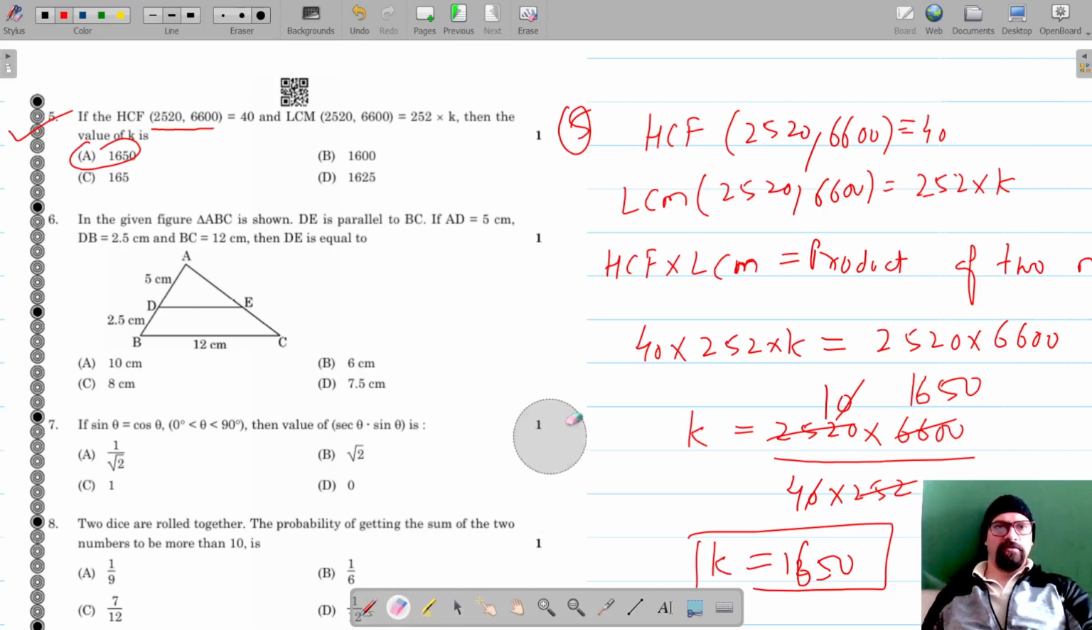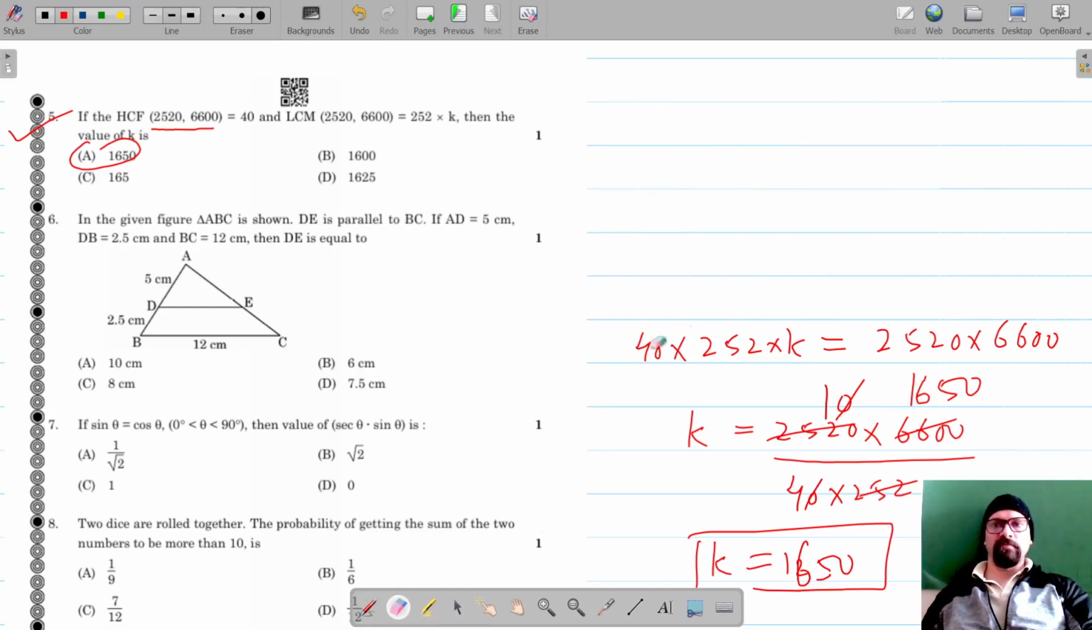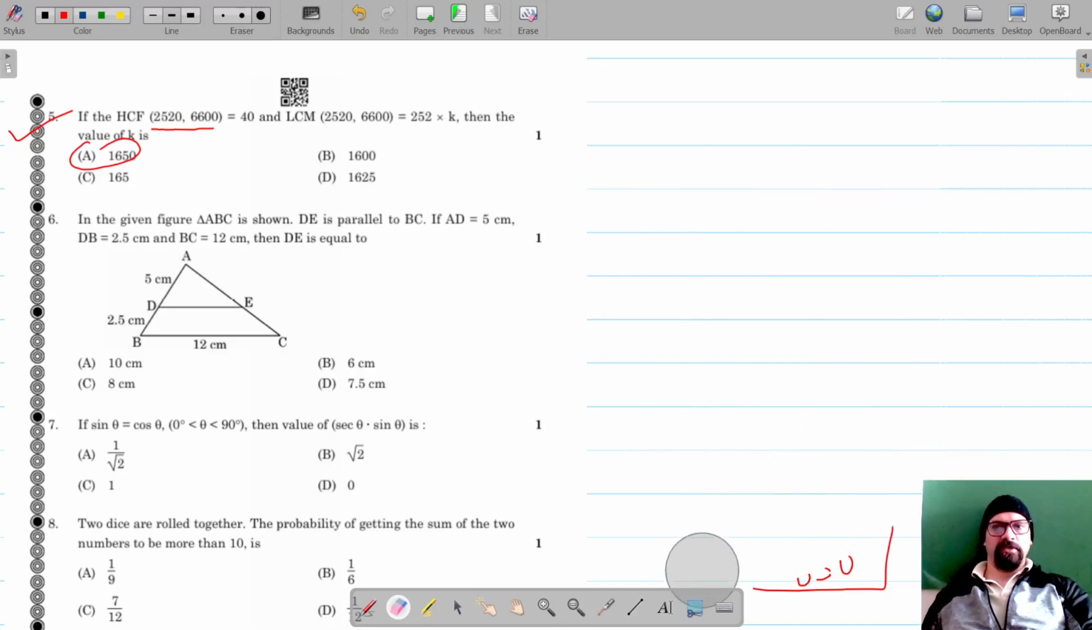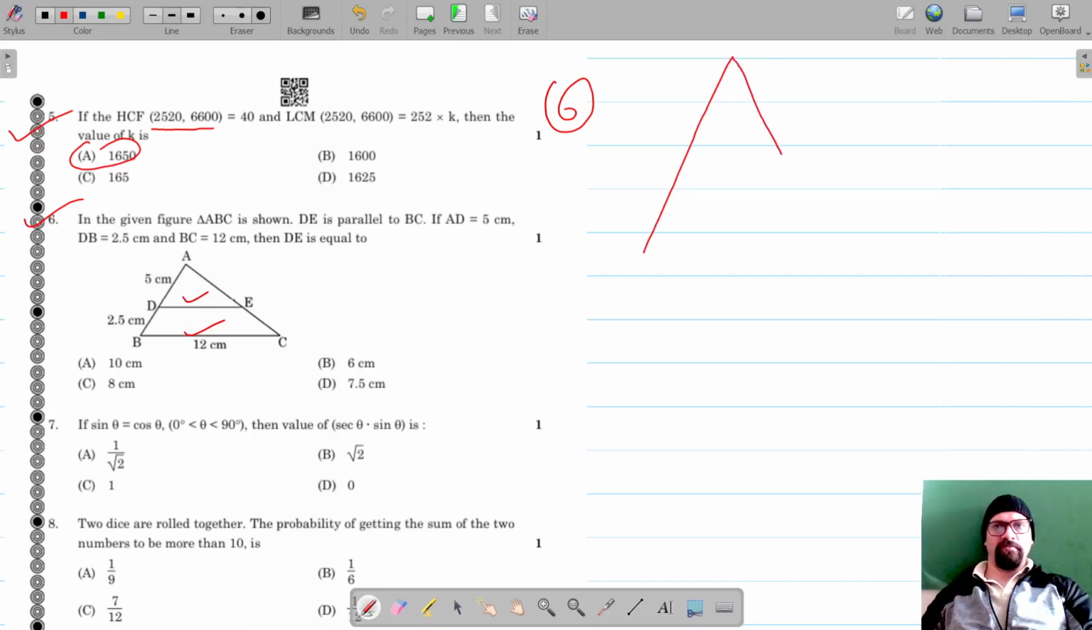And moving on to the sixth question. For the sixth question, it's given in a triangle. This is question number 6. This is the triangle ABC in which DE is parallel to BC. So DE is parallel to BC means these two triangles, the upper one ADE and ABC, are similar because DE is parallel to BC.